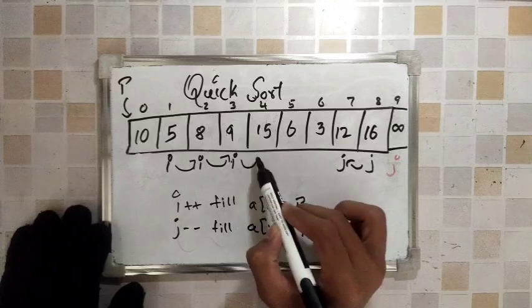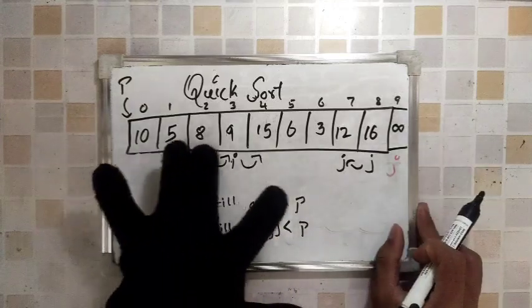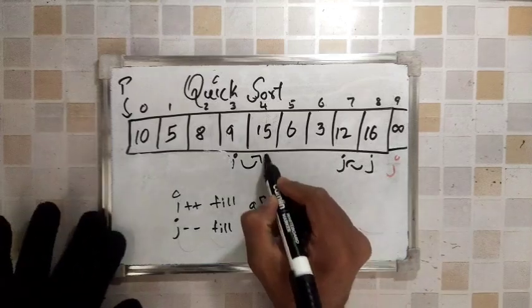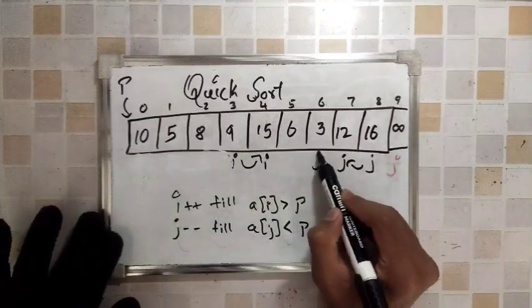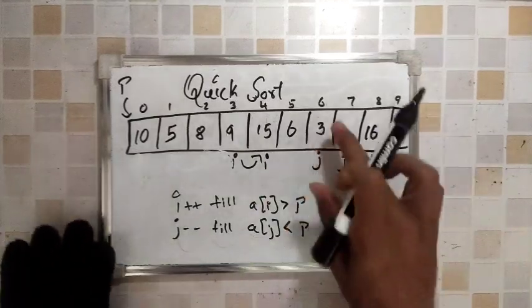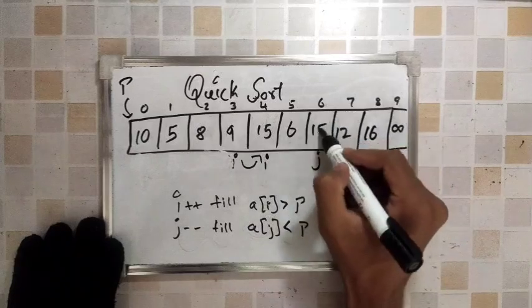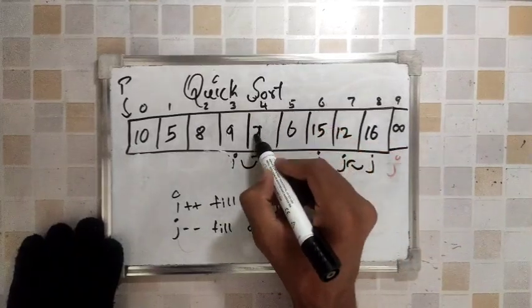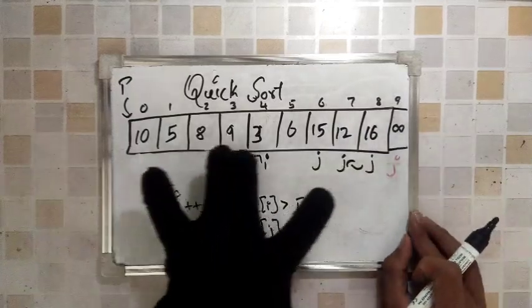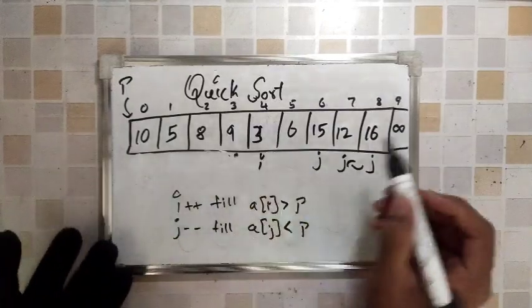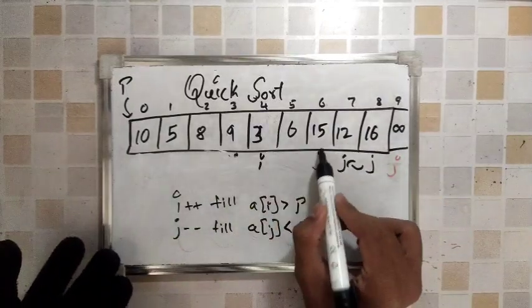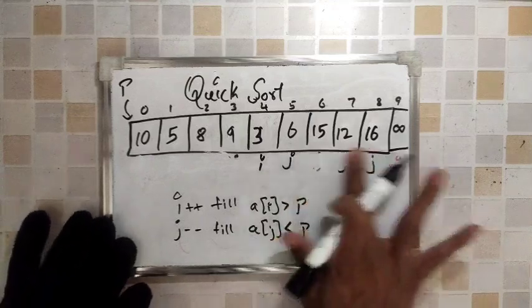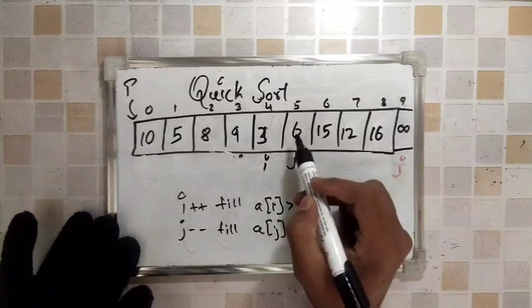Again, i will increment until it finds an element greater than 10. So 15 is greater than 10, i stops here. j stops here. So 15 comes here, and what was here, 3, comes here. So i was here. Now j decrements and comes here. It found it is lesser.